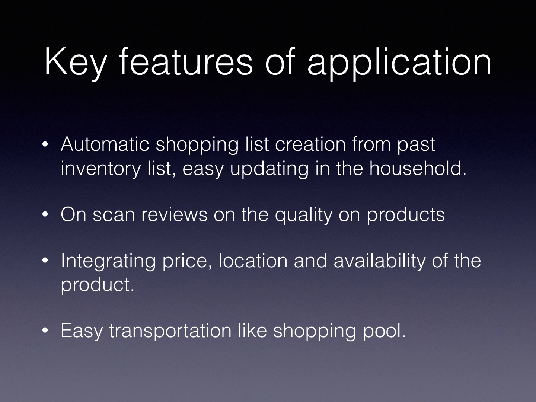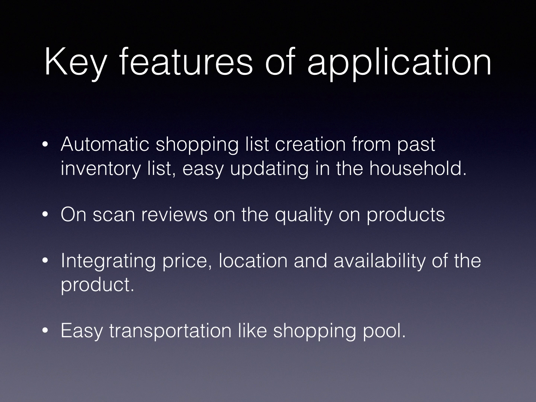After full research, I came to a conclusion that these are the key features my application should have. These key features will be a solution for the problem of the users who have gone through the primary research. There should be automatic shopping list creation from the past inventory list, and it should be very easy to update within the household among housemates. If any new requirement comes from a housemate and he or she updates it, it should be generated uniformly and uniquely.